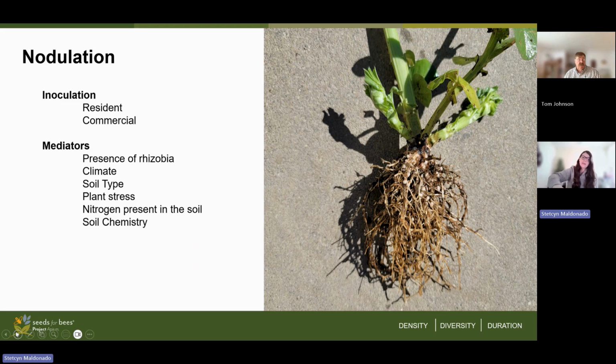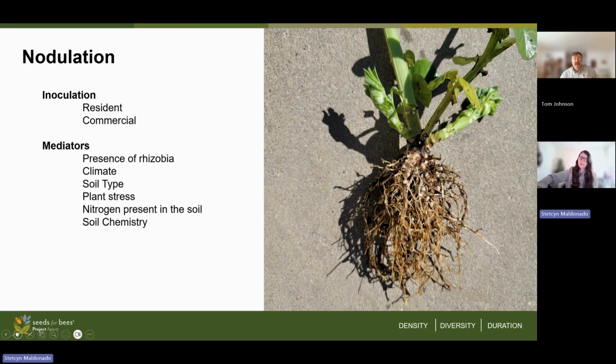Nitrogen present in the soil. A lot of people don't think about this, but if you have high levels of nitrogen in your soil, then these plants, even if you have the best of conditions for nodulation, are less likely to try to feed those bacteria. And that is because this whole process is very energy intensive, it's resource intensive. If the plants don't need to be supporting these bacteria, then they're not going to in the first place. And soil chemistry can also affect this process, specifically the pH of your soil.